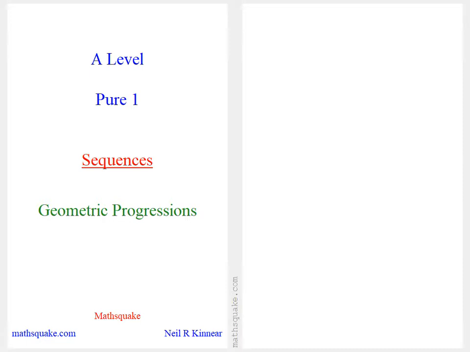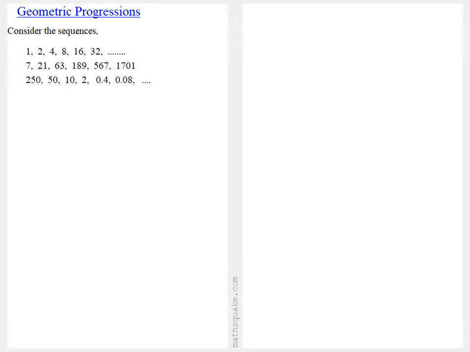A-Level Pure 1 Sequences, Geometric Progressions. Let's see what we mean by a geometric progression. Consider the sequences 1, 2, 4, 8, 16, 32, and so on. 7, 21, 63, 189, 567, 1701. 250, 50, 10, 2, 0.4, 0.08, and so on.